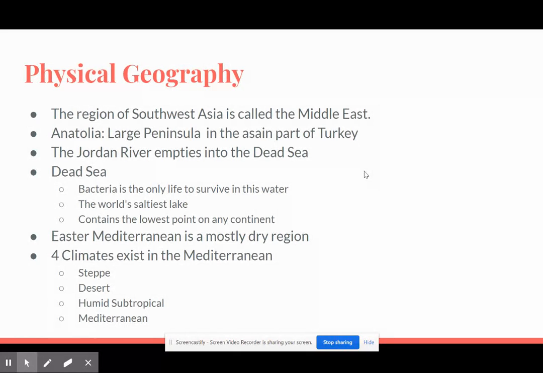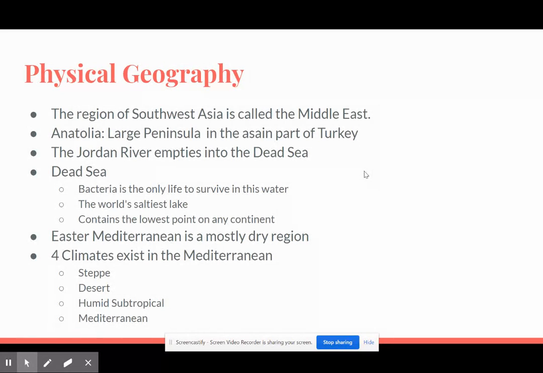It also contains the lowest point on any continent. So if you were to dive into the Dead Sea, you could swim all the way down into the lowest part of the world. Okay, so it's the lowest part found on any continent.